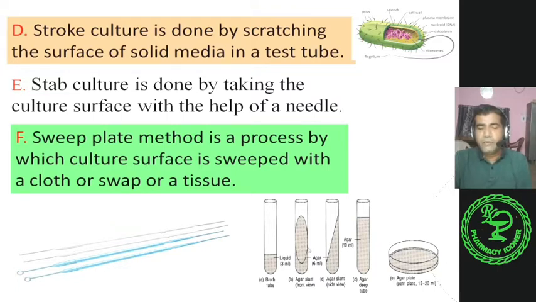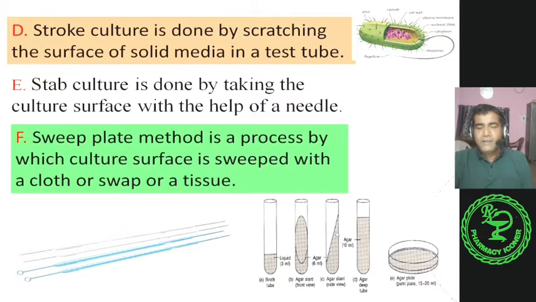So here you can see this is the liquid media and this is the solid media. Solid agar media, if you keep it in a tilted position in the test tube, then the media will form a formation like this. This is called slant or agar slant.